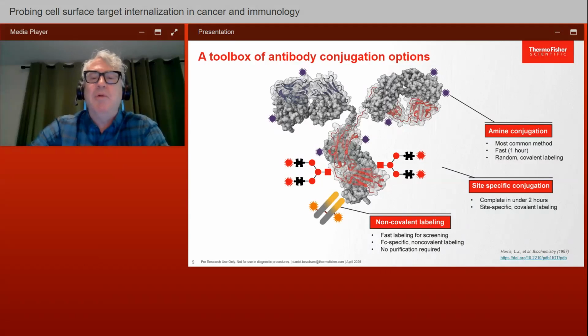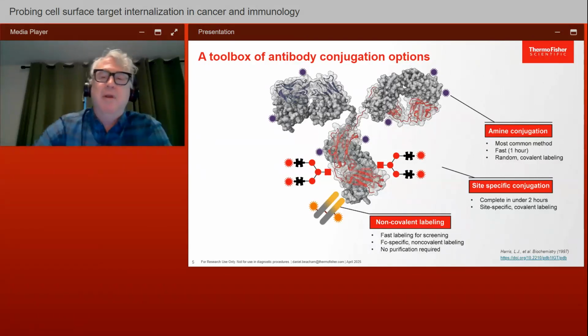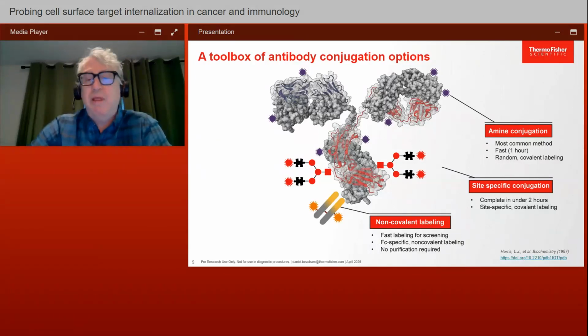And this might be desirable for those wishing to have very reproducible, careful placement and knowledge of the location of their label, or for that matter, payload onto an antibody. And of course, minimize any disruption with the antigen recognition.